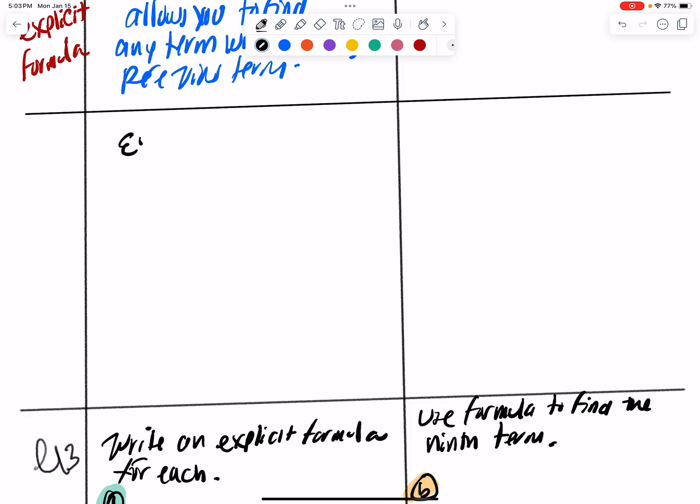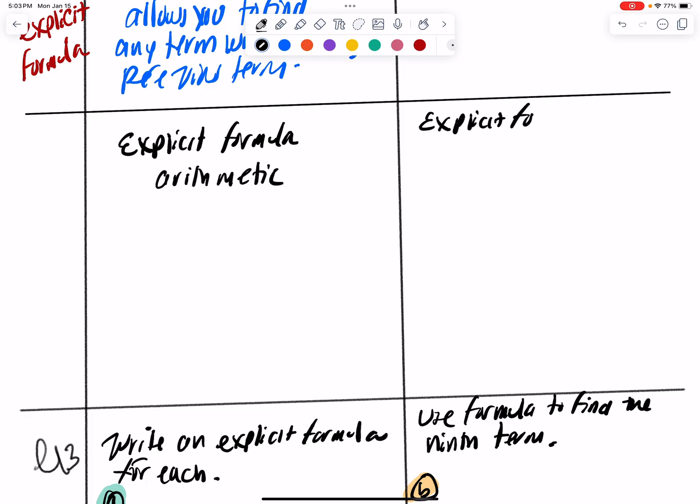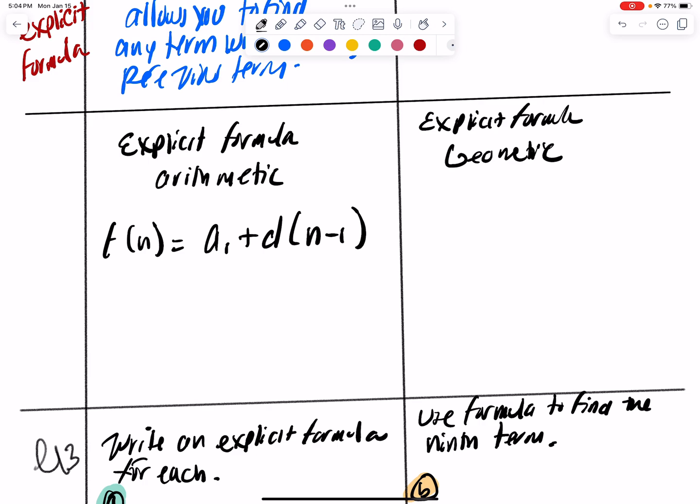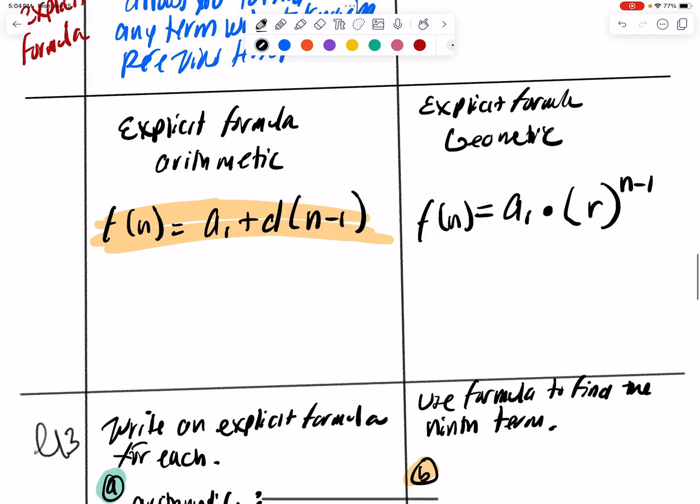Okay. So, explicit formula for arithmetic. And explicit formula for geometric. So the way you write this is that A1, which is your first term, plus the common difference times n minus 1. And for geometric, you write it as f of n equals the first term times, because it's a ratio, the r to the n minus 1 on that one right there. Okay? All right.